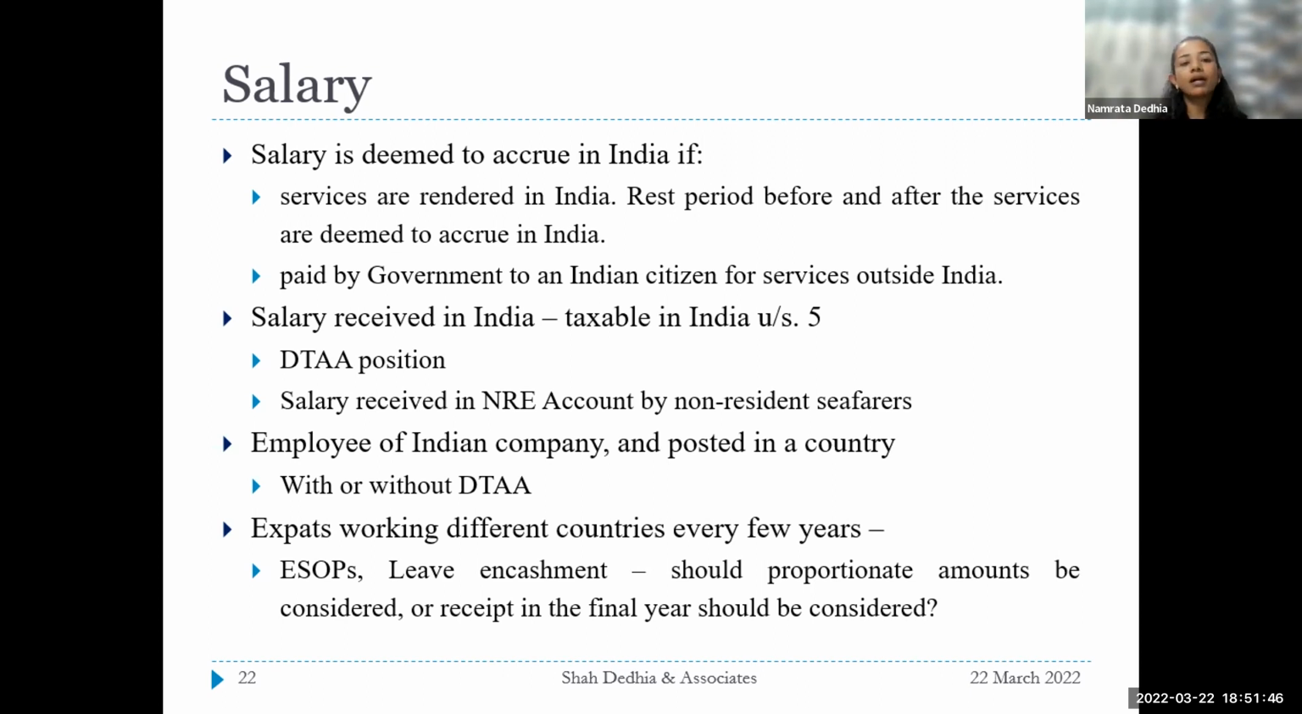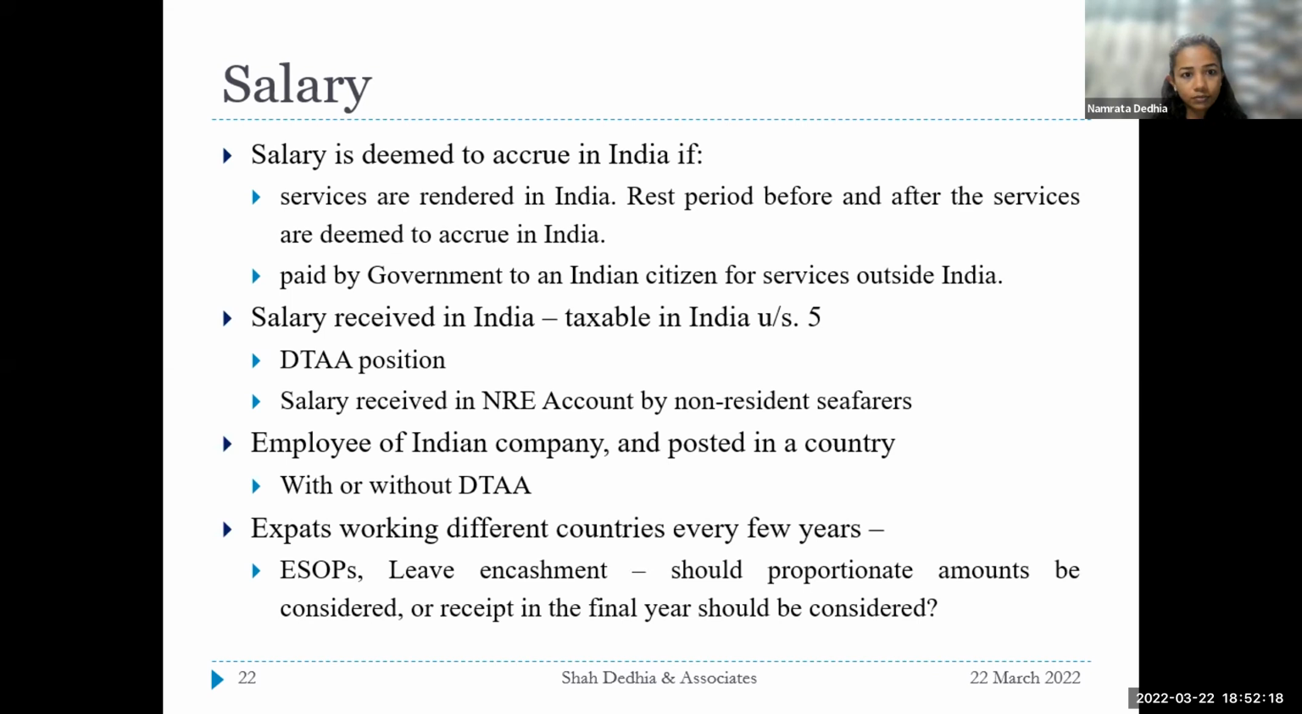But broadly, in terms of salary payments, what needs to be looked at is, one, where is the service being rendered? Is the service being rendered in India or outside India? Two, where is the salary received? And three, who is your employer? Are you an employee of the Indian entity economically, not legally, or are you an employee of the foreign entity? And accordingly, the taxability of that amount will be determined.